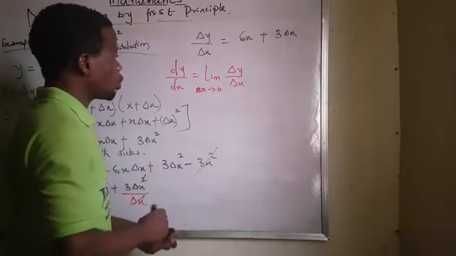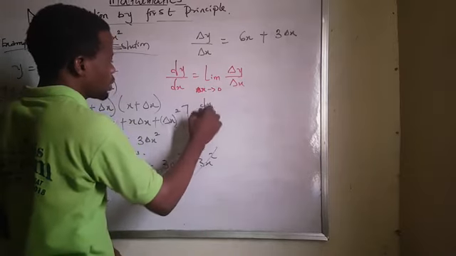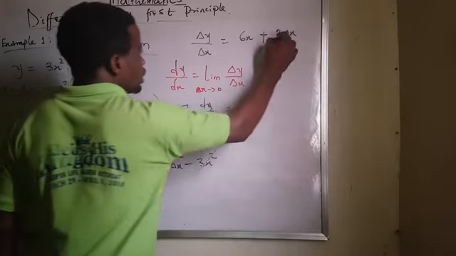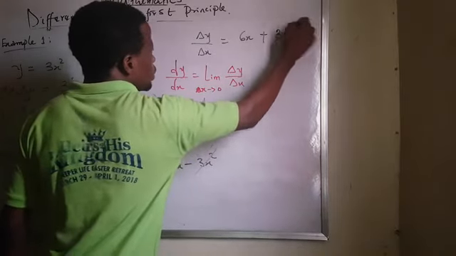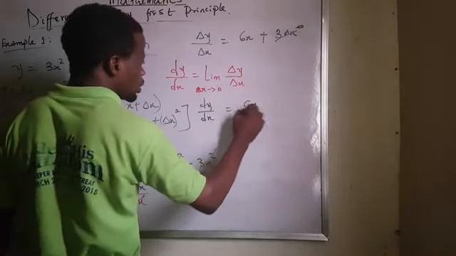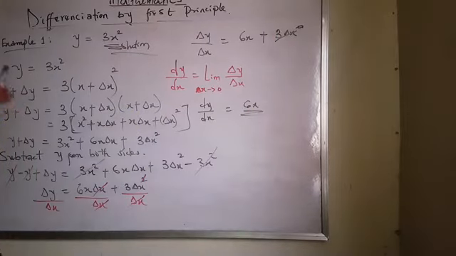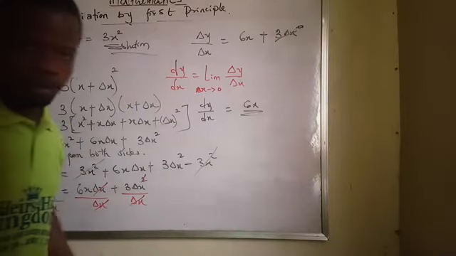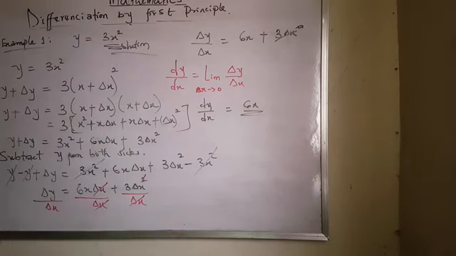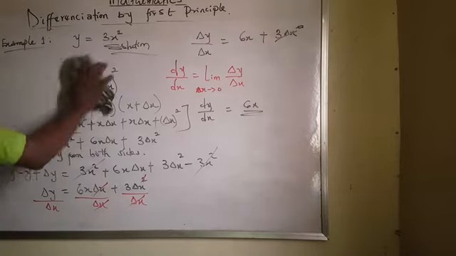So what does that mean? That means our dy dx, as change in x tends to 0, this becomes 0. So that becomes 6x. So the differential of this is 6x. The dy dx of y equals 3x squared is 6x, using our first principle. Any method you use, you get the same answer. Example 2.